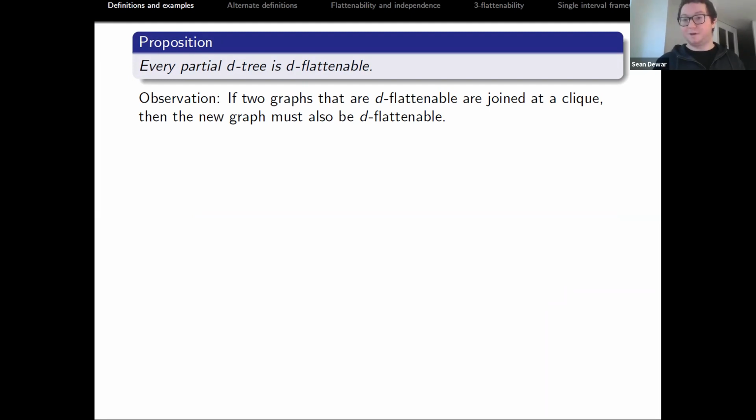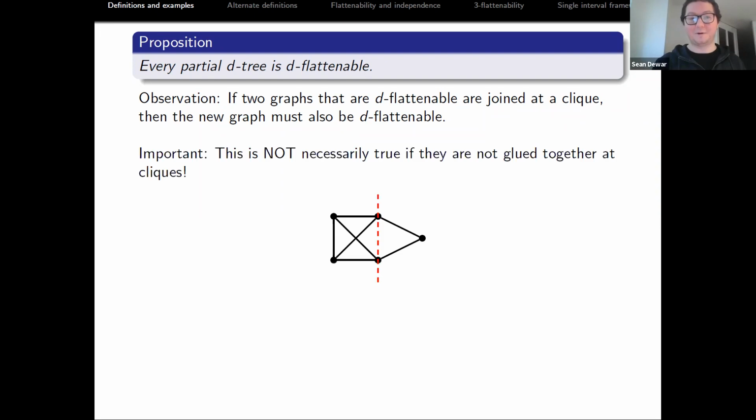Okay. Because in some sense, you're having to flatten one side and the other side, and it only works if you can flatten both sides. So I'll leave you to think about that, but this is true. If you take two graphs that are deflattable, you join them at a clique, you still got something that's deflattable. Okay. This doesn't work if two graphs are not glued at a clique. The important thing is the clique.